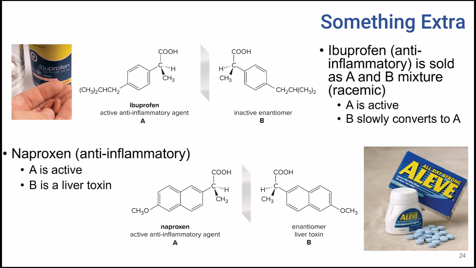Ibuprofen is an anti-inflammatory that is sold as an A/B mixture, or it's racemic. So racemic just means it has the mixture of the two. We can see the active anti-inflammatory agent is A, and B is inactive, but it can slowly convert to A. So as long as there's no detrimental qualities associated with the racemic mixture, they can sell them as both. It's especially helpful that B can convert into A. Naproxen is another anti-inflammatory where A is active. However, with this one, the enantiomer B is a liver toxin, so that one is sold only as A.